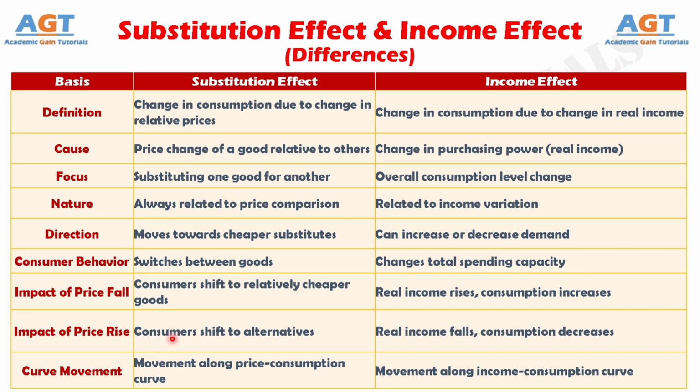Number 8. When price rises, substitution effect causes consumers to shift to alternatives. On the other hand, income effect reduces real income and consumption. Number 9. Substitution effect results in movement along the price consumption curve, whereas income effect results in movement along the income consumption curve.